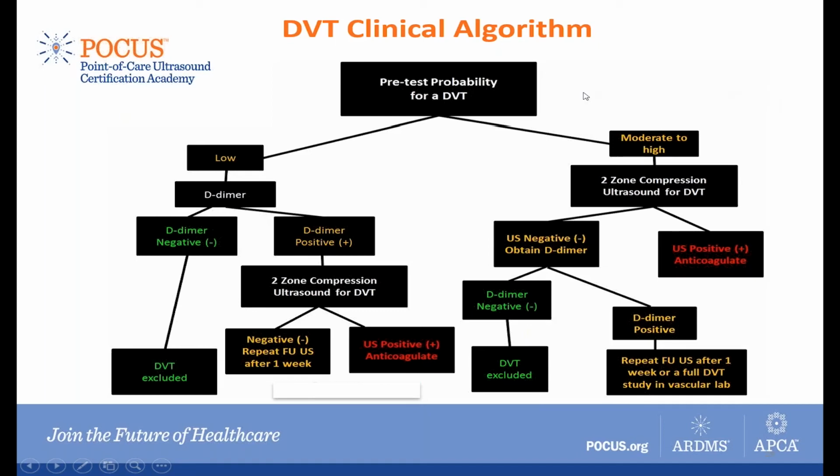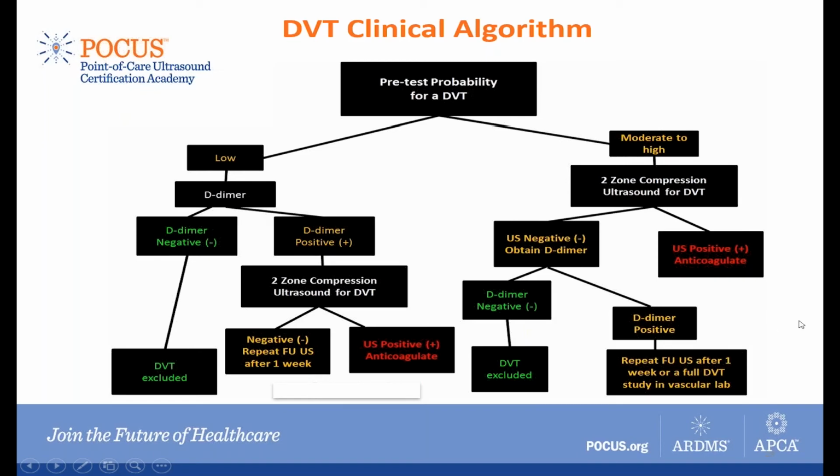If the probability is moderate to high, then we do two-zone compression. And if it's negative, then obtain a D-dimer. If it's negative, then DVT is excluded. If it's positive, then we're obviously going to anticoagulate. So D-dimer is positive in this situation here. We can see that we would definitely want to do a full study and also do a follow-up if possible.